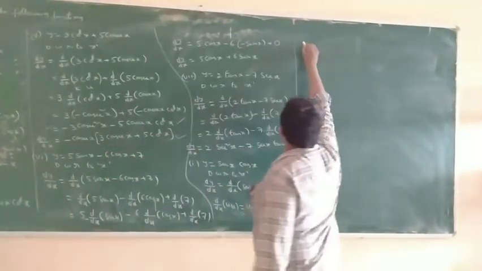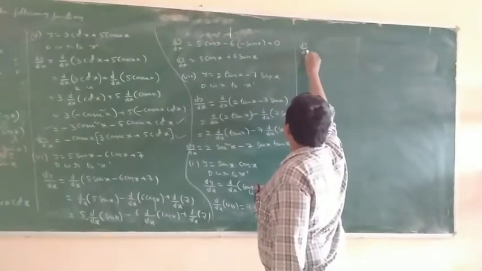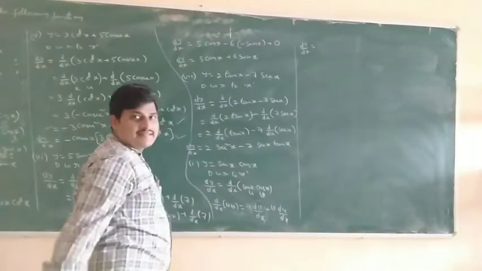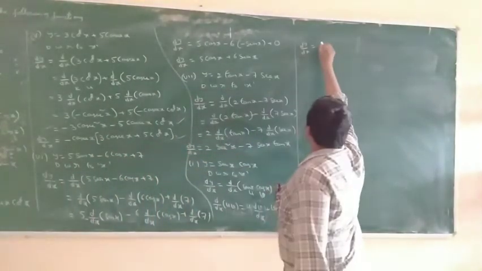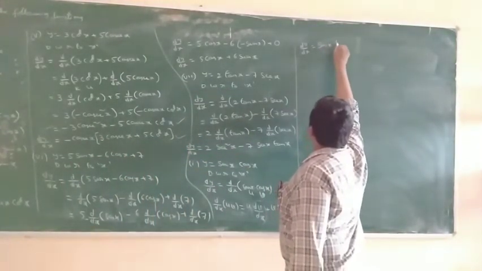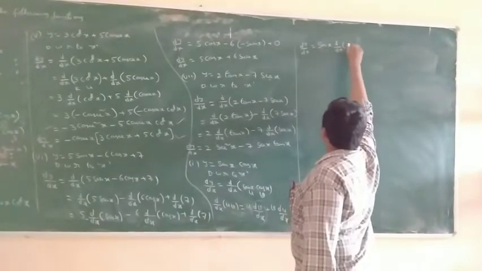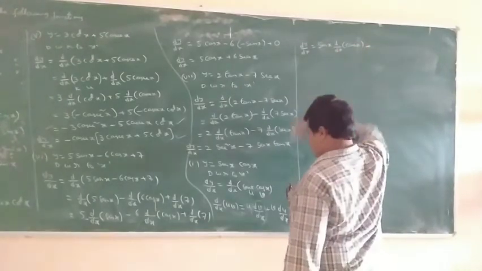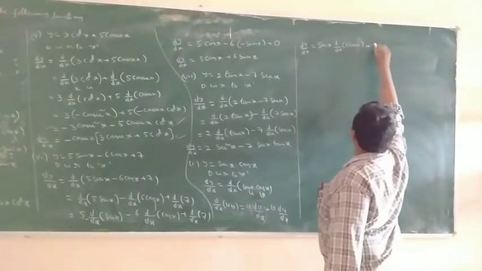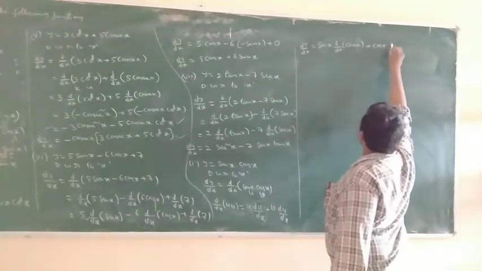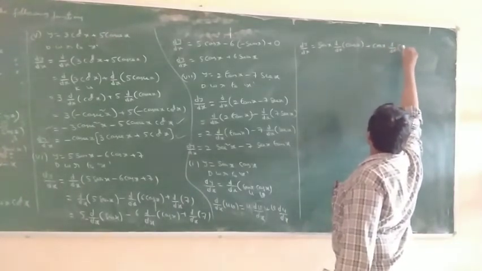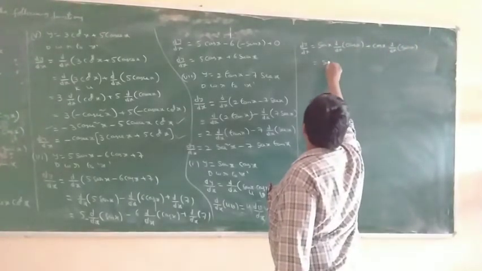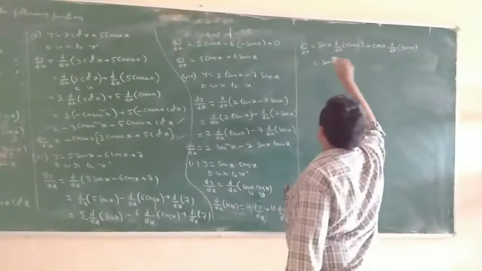So dy by dx is equal to u into derivative of v plus v into derivative of u. What is u? Sin x is u. So sin x into d by dx of v, which is cos x, plus v into d by dx of u. What is v? V is equal to cos x, and d by dx of u is cos x. So that is equal to sin x into derivative of cos x.